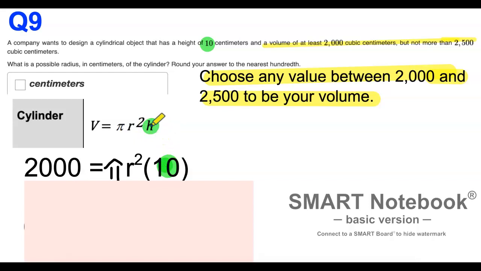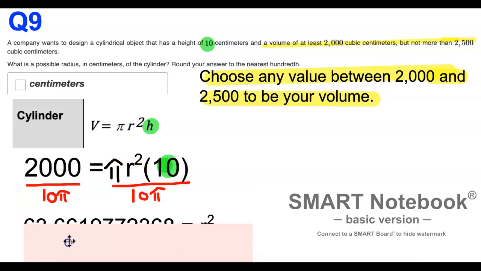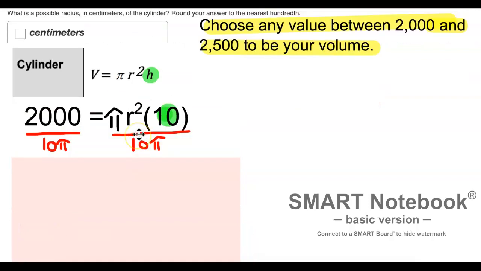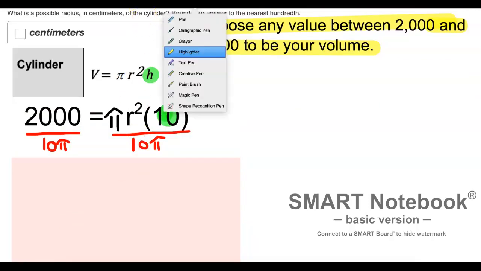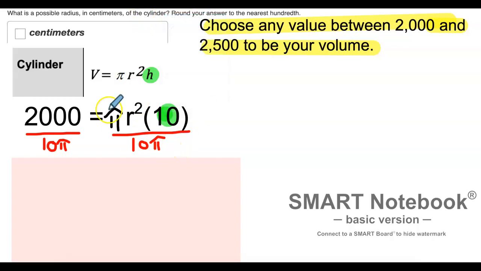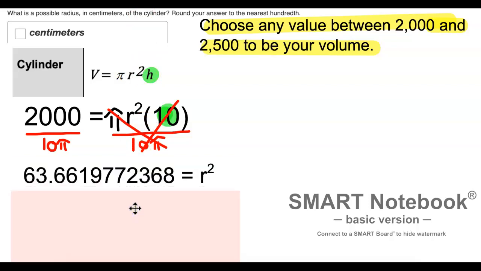All right, now we want to solve this for r squared because we want to figure out what the radius is. The pi and the 10 are being multiplied by the radius squared, and we want to get the radius by itself. To undo multiplying by 10 pi, we're going to divide both sides by 10 pi. On the right-hand side, the pi's go away because they make a big one, and the 10s make a big one. So we get 2,000 divided by 10 pi, which is 63.6619772368, equal to the radius squared.